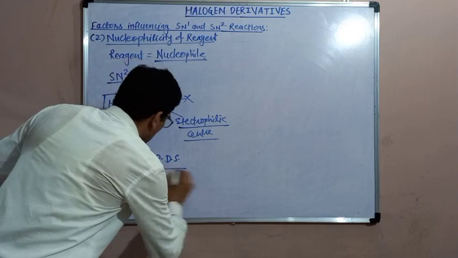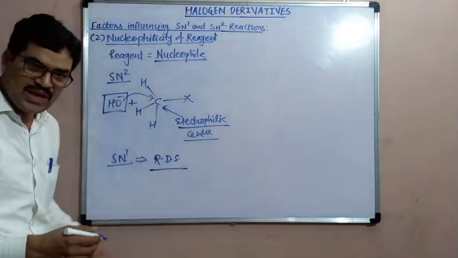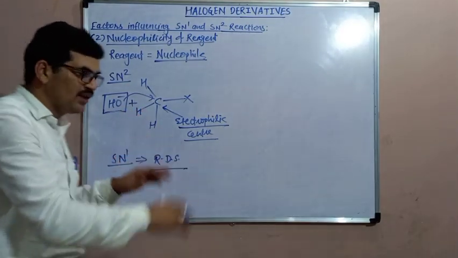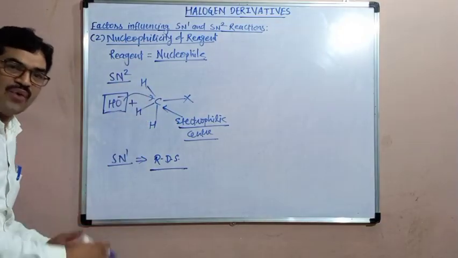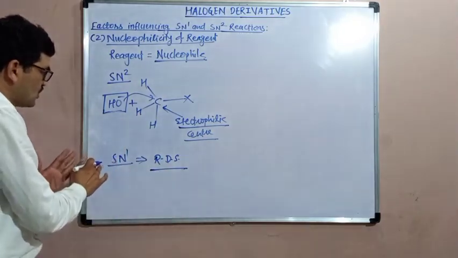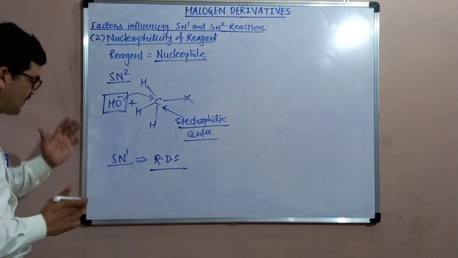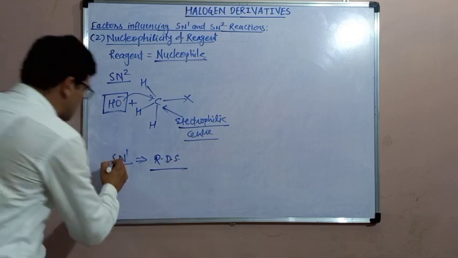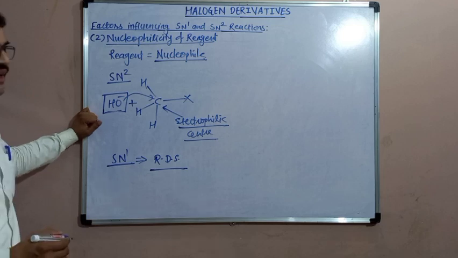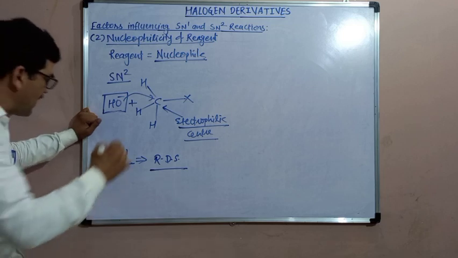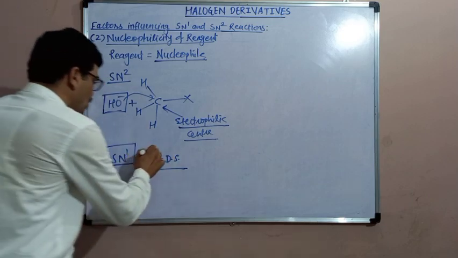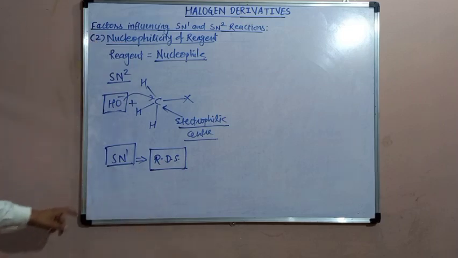And therefore, whatever may be the nature of the nucleophile, whether it has a greater or less nucleophilicity, whether it is a stronger or weaker nucleophile, whether it can easily donate the electron pair or cannot, it has no concern with the SN1 reaction. Means the SN1 reaction remains unaffected. The rate of the SN1 reaction doesn't depend on the nature of the nucleophile. The nucleophilicity doesn't affect the SN1 reaction. The main reason is that in the RDS of the SN1 reaction, there is no involvement of the nucleophile or the reagent.